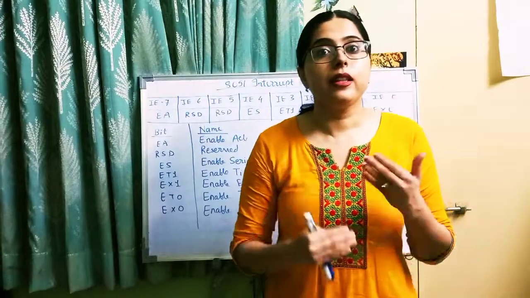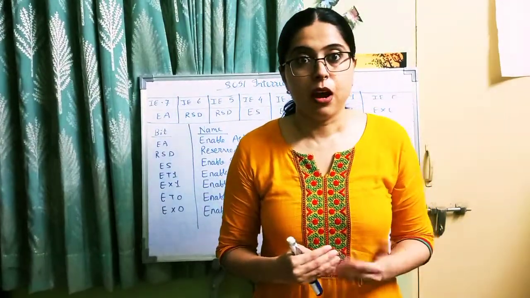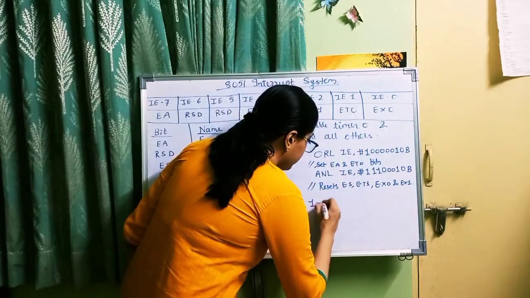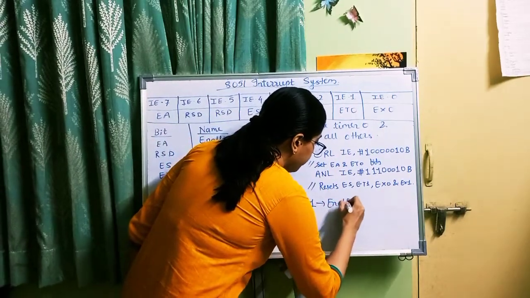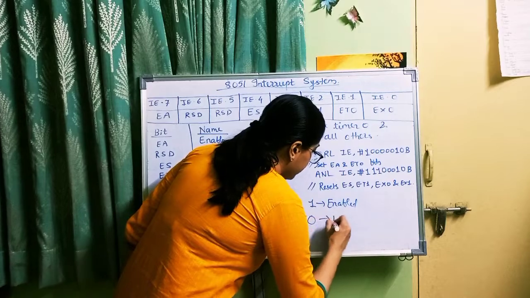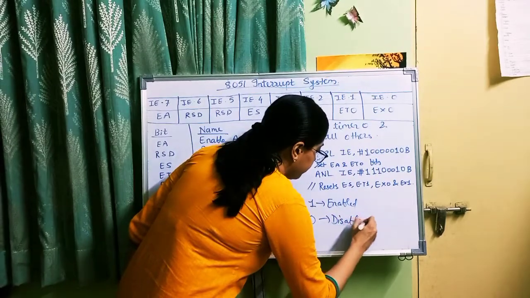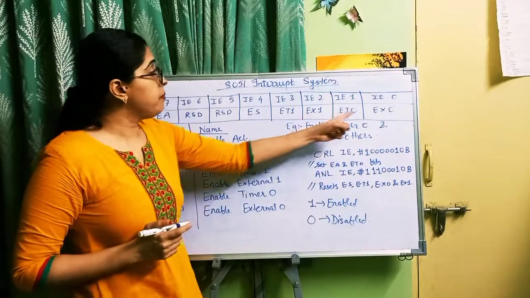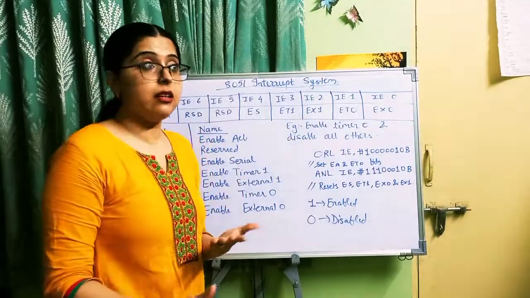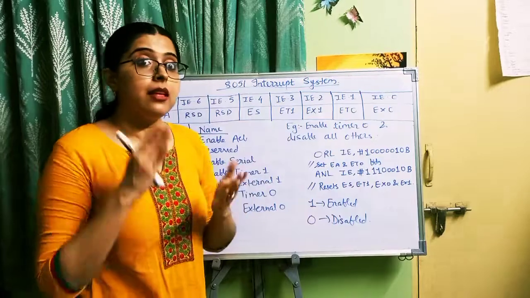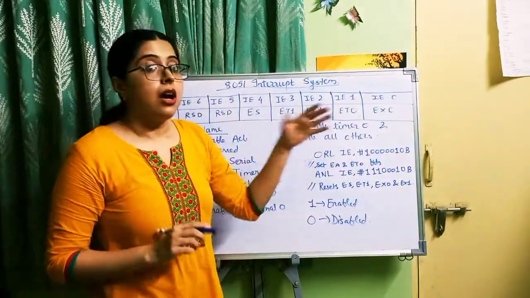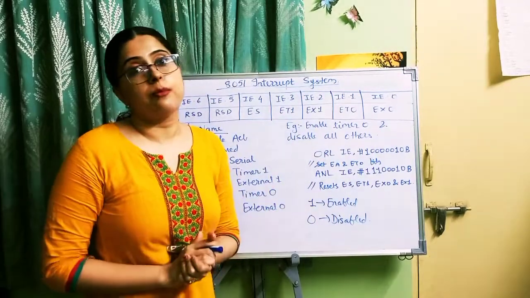Now how do we enable and disable the bits? See, if any of the bits is 1, then it is enabled. If any of the bits is 0, then it is disabled. So, if any of these bits which correspond to the interrupts are set to 1, then that particular interrupt is enabled. And if any of these bits are 0, then the corresponding interrupt will be disabled.